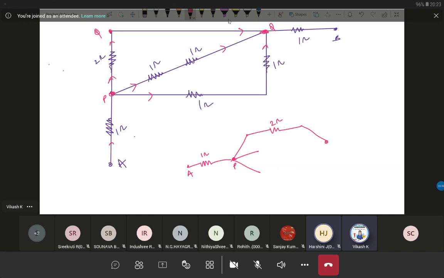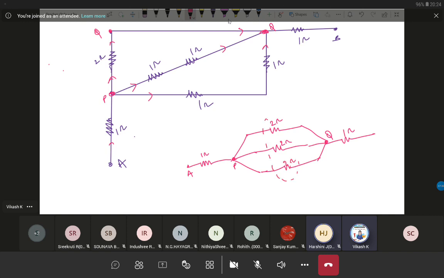So the first one, what is the value given? 2 ohm. And where is it meeting? Q. So another one is 1 ohm, meeting at Q. Next one, 1 ohm and 1 ohm meeting at Q. And from Q to B, 1 ohm. Now this 1 ohm and 1 ohm is connected in which connection? So instead of that, can I write here only one resistance of how much? Similarly here also.